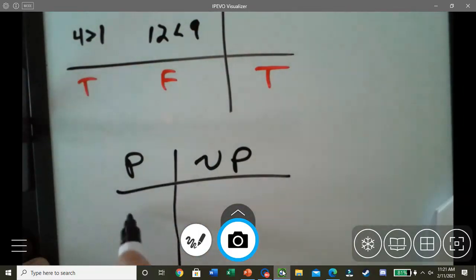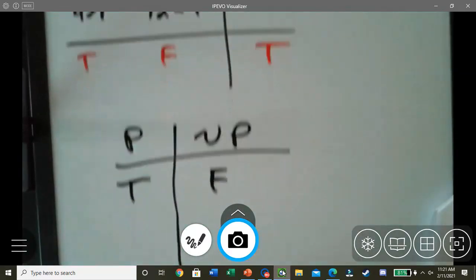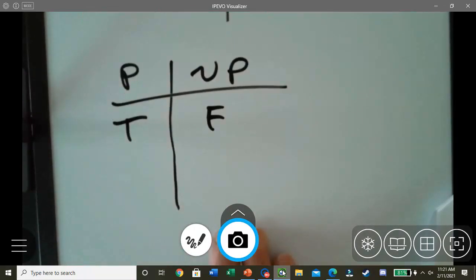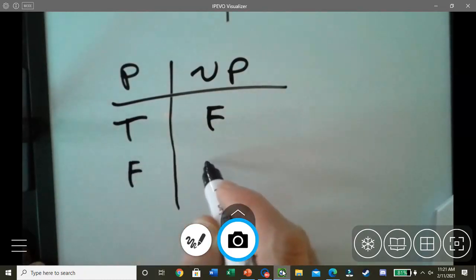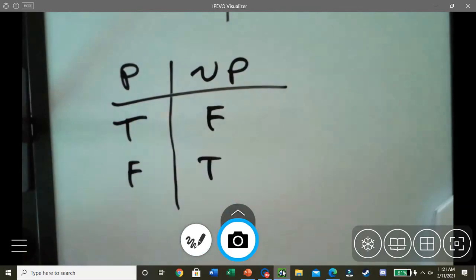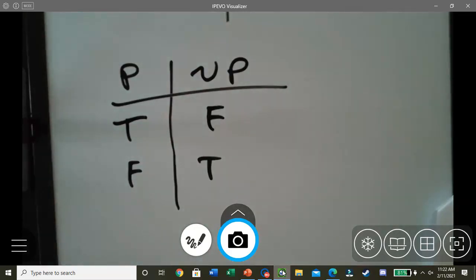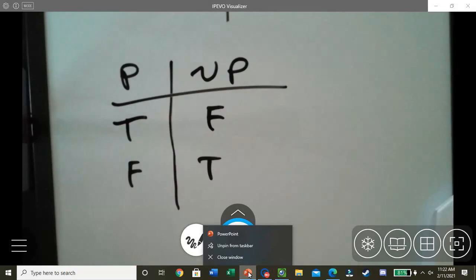Okay. So when P is true, not P is false. It's the negation. And so when P is false, then not P is true. So this would be equivalent to I'm going to the party. The negation would be I'm not going to the party. The negation of that would be I am going to the party. Questions? All right.